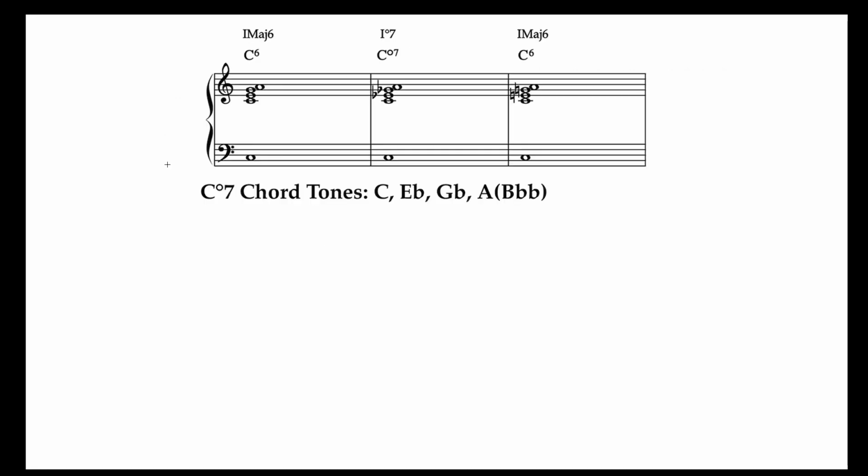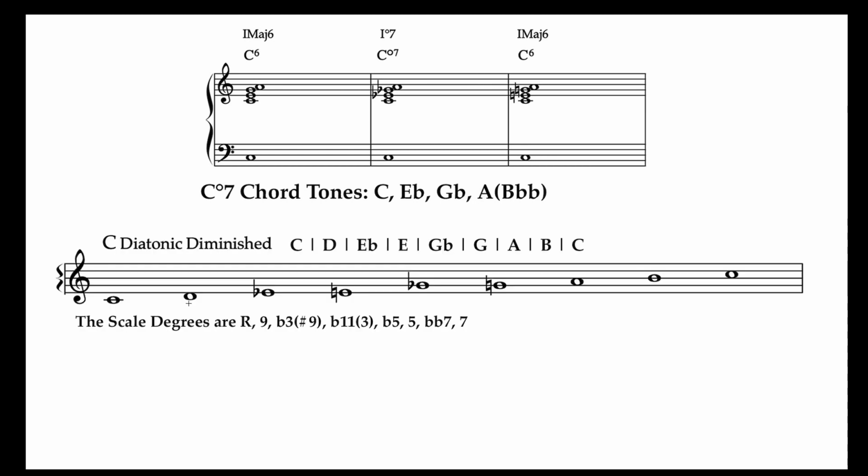We'll now use the same process for the auxiliary 1 diminished 7th chord. We'll take the chord tones of C, E flat, G flat, and B double flat, which we'll call A. We'll add in the chord tones from C major, which are D, the E natural, the G natural, and the B natural. And we get this version of C diatonic diminished.